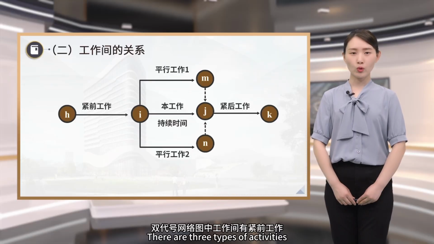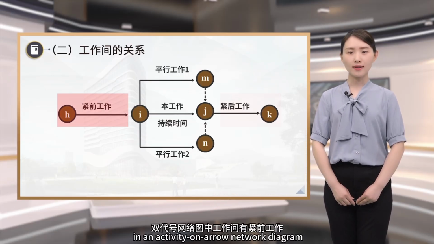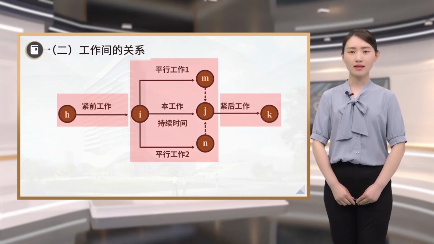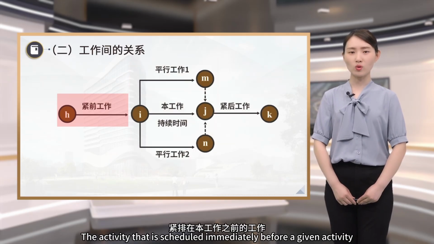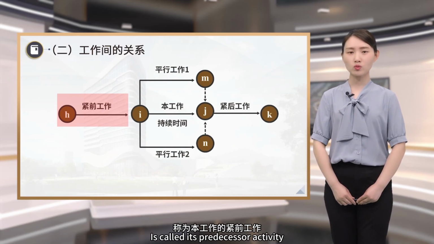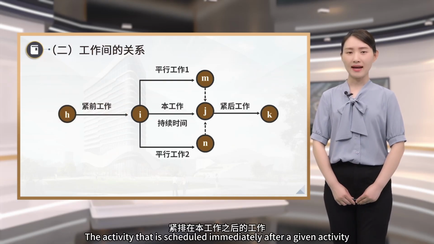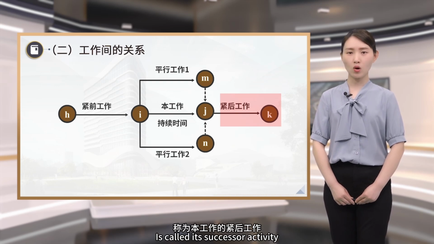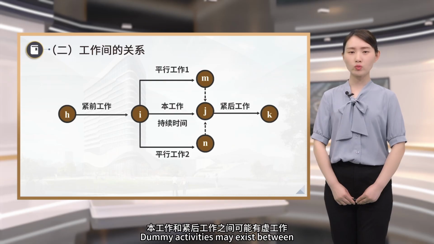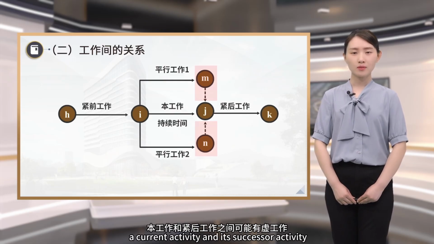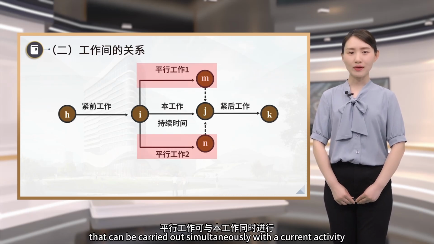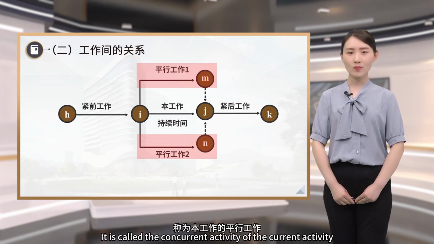There are three types of activities in an activity on arrow network diagram: predecessor activity, successor activity, and concurrent activity. The activity that is scheduled immediately before a given activity is called its predecessor activity. The activity that is scheduled immediately after a given activity is called its successor activity. Dummy activities may exist between a current activity and its successor activity. Concurrent activity refers to the activity that can be carried out simultaneously with a current activity. It is called the concurrent activity of the current activity.